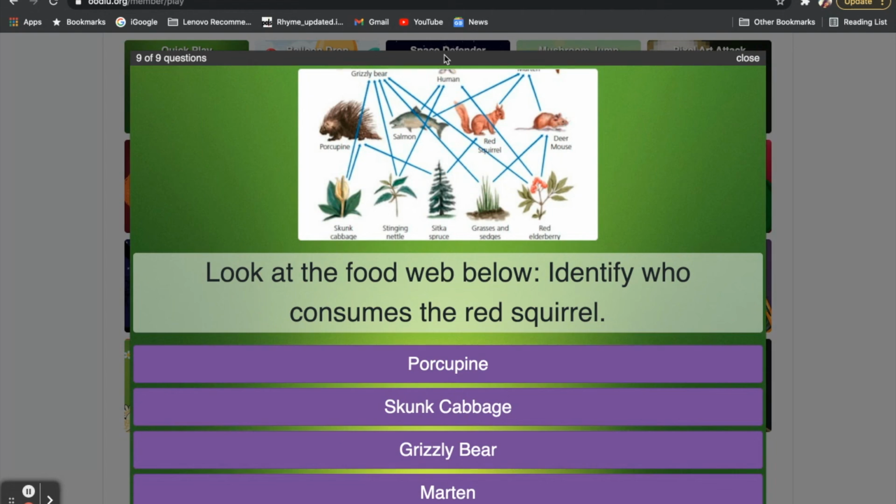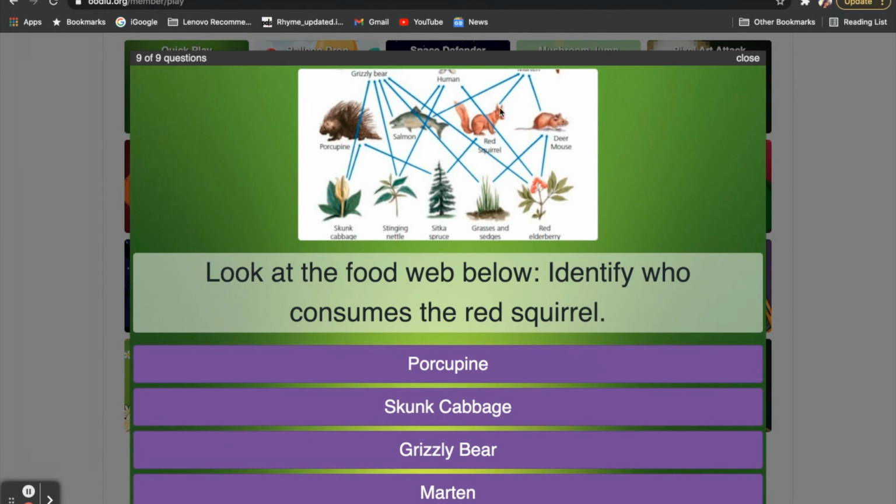Good. For question 9, it is a bit tricky because I wasn't able to get the whole picture. But at the top of this food web, we have a grizzly bear, a human, and a marten. Now, let's look at the food web. Identify who consumes the red squirrel. Is it the porcupine? Is it the skunk cabbage? Is it the grizzly bear? Or is it the marten? Who eats the red squirrel?